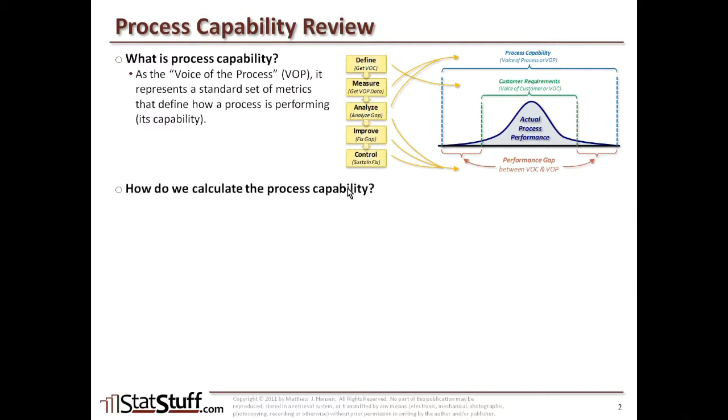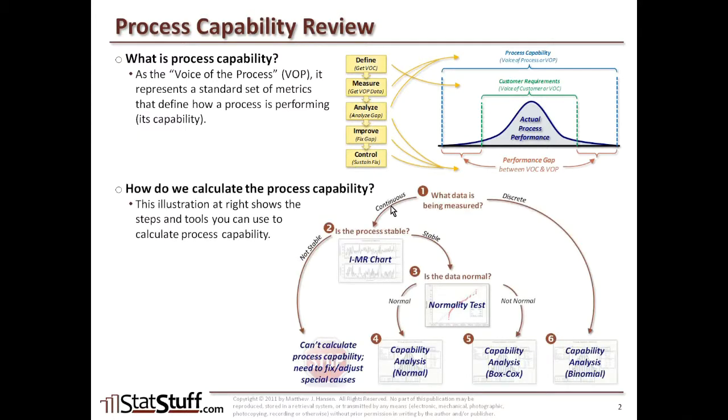Now, how do we calculate the actual process capability? Here's the illustration we've used before to show how we would drill down to figure out the process capability. It starts off with the first question: we need to understand what data we're measuring. Based off of the type of data we're measuring, for example, if it's continuous data, the next question we're going to ask ourselves is, is the process stable? We might use an IMR chart to figure that out.